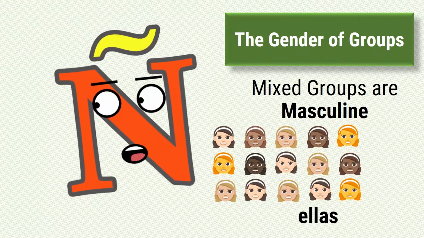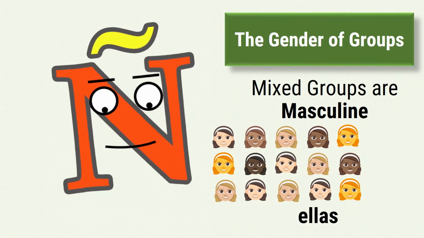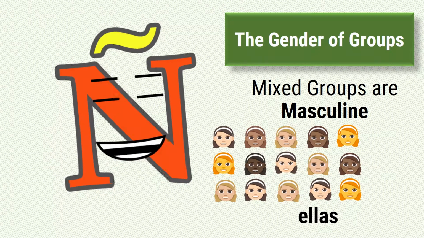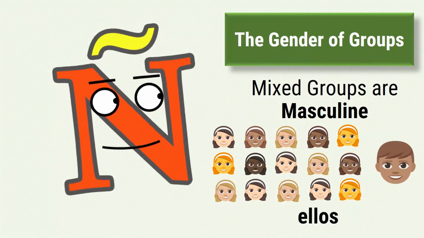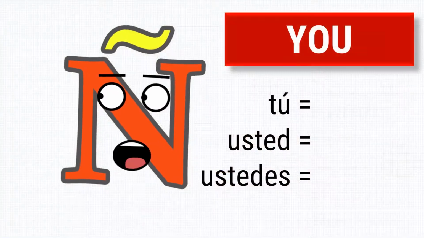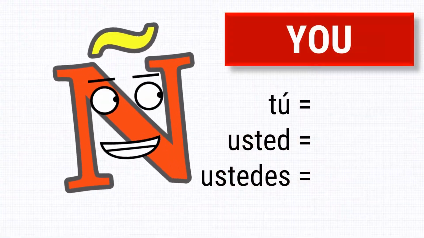Let's take a look at this group. So we're going to use the word they, ellas, because this is 15 girls. If we add just one boy to it, it becomes ellos. It becomes masculine plural. I want to talk about the words for you.